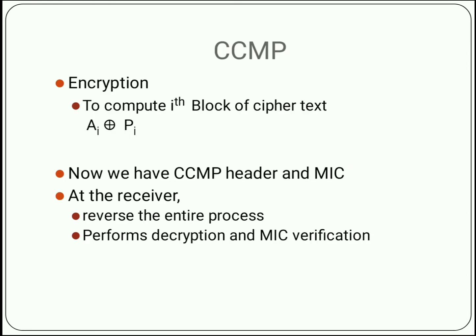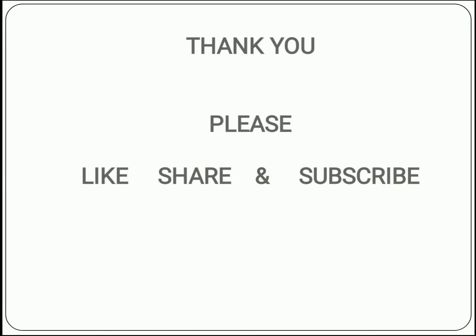Now to compute the ith block of ciphertext, we get Ai XOR Pi. So we have calculated Ai, and when it is XORed with the plain text Pi, you will get the ciphertext Ci. Now we have the CCMP header and MIC. And at the receiver, it reverses the entire process and performs decryption and MIC verification. So this is the concept of CCMP, which is also called WPA2. Thank you.